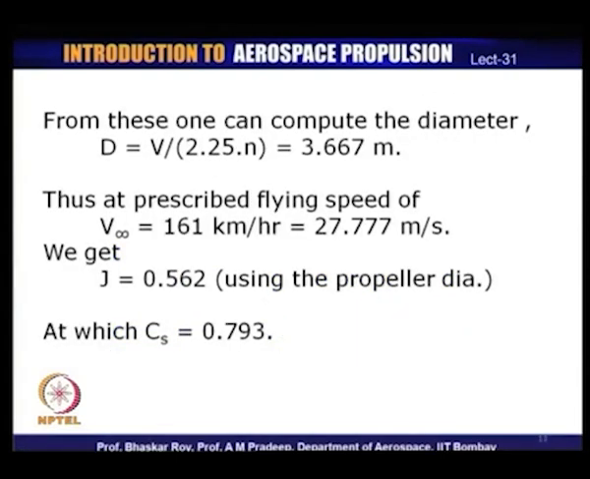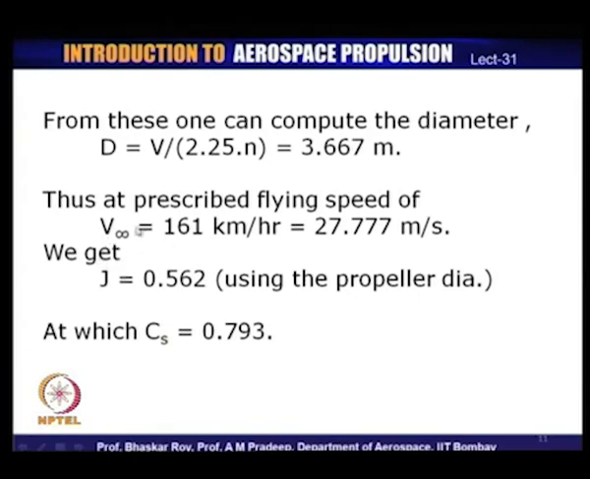Let us proceed along this. From this we can now compute that the diameter of this propeller based on these parameters would be 3.667 meters, and as a result we get a value of J now.